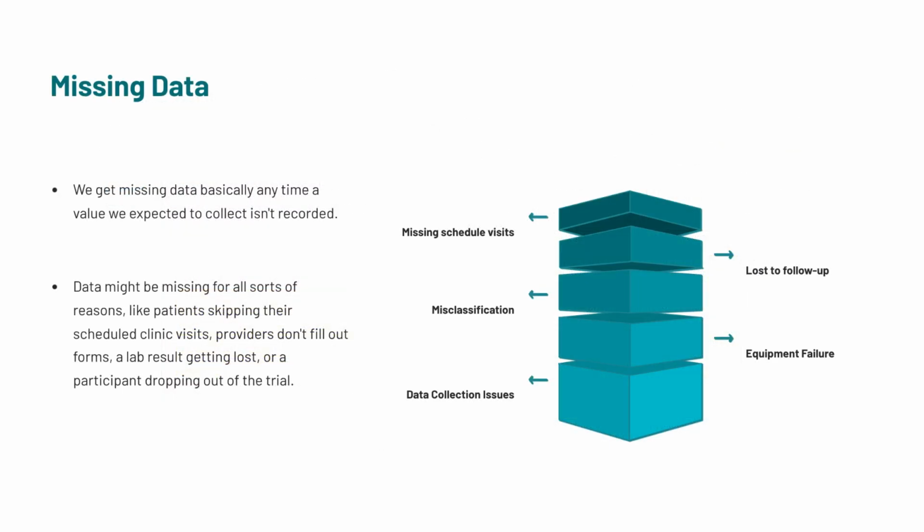Now, let's start with the basics. Missing data happens anytime we expect to collect a value, but don't. It could be as simple as a patient missing their clinic visit, a provider forgetting to complete a form, an event being misclassified as something else, or a lab result that never makes it into the system. Sometimes there's an equipment failure, or a participant decides to withdraw from the study. There are lots of possible reasons for this, all leading to the same problem: missing information.